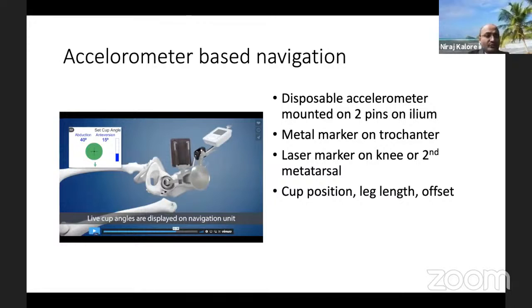This is another variation of navigation based on an accelerometer or a gyroscope, which is mounted on pins placed in the iliac wing. Then there is a metal marker on the trochanter, and you use a laser pointer in the unit to locate the distal femur as well as the second metatarsal. So that way it gets the registration. So this does involve pin placement, does involve registration, and then it gives an intraoperative assessment of cup position, leg length, and offset.